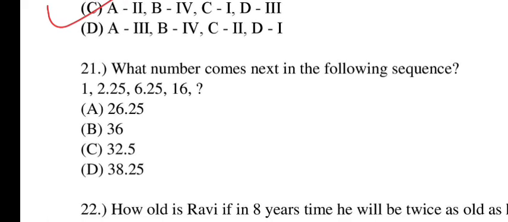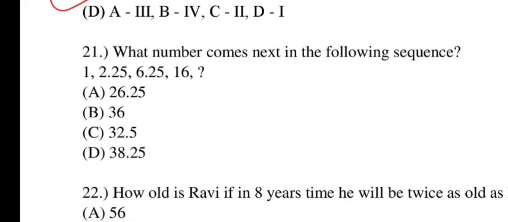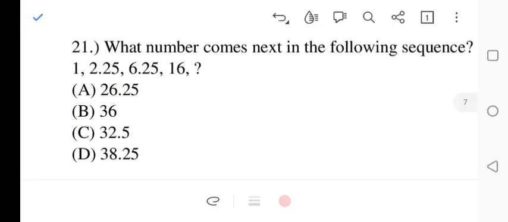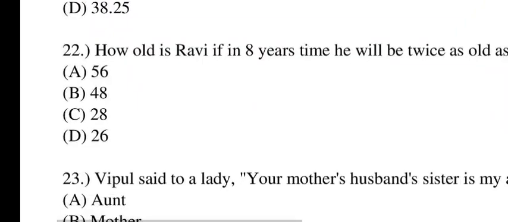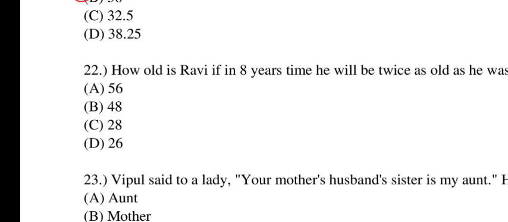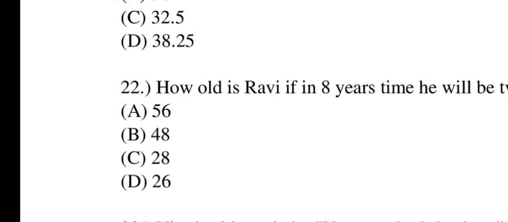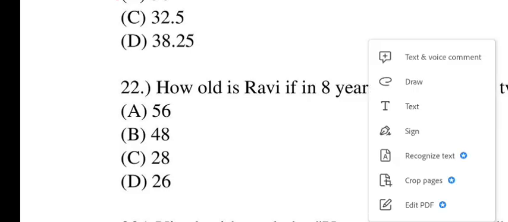Question 21 says, what number comes next in the following sequence? 1.2, 2.25, 6.25, 16, then what? Options: 26.25, 36, 32.5, 38.25. The correct answer will be option B, 36. Question 22 says, how old is Ravi if in 8 years' time he will be twice as old as he was 20 years ago? Options: 56, 48, 28, 26. It will be option B, that is 48.